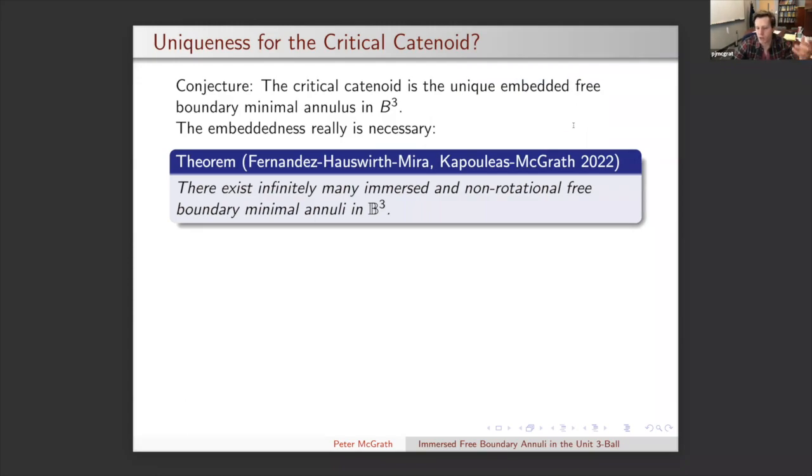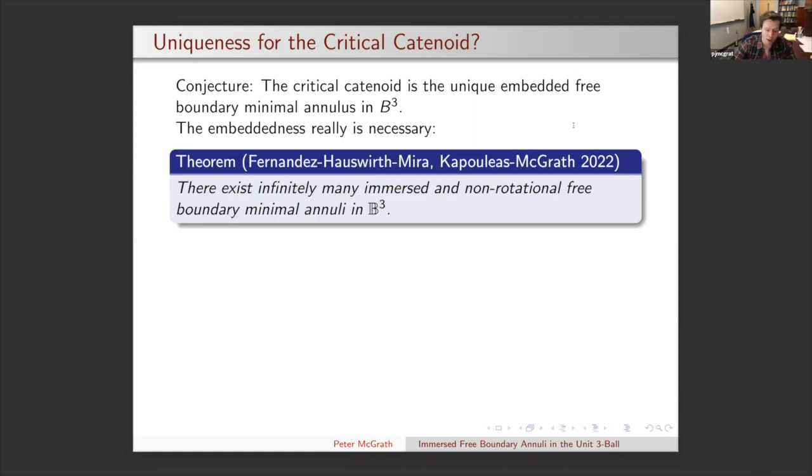And when I say non-rotational here, I mean not coverings of the critical catenoid. Clearly, if you just take a covering of the critical catenoid, that's immersed and non-embedded, but that's sort of a trivial example. So this is what I'd like to discuss in some detail in the rest of the talk.